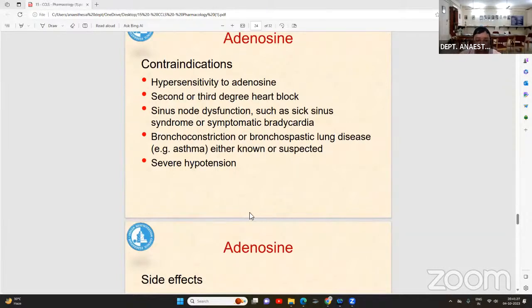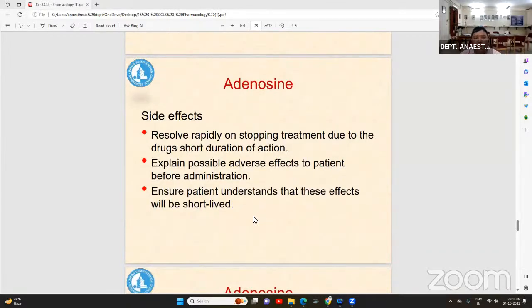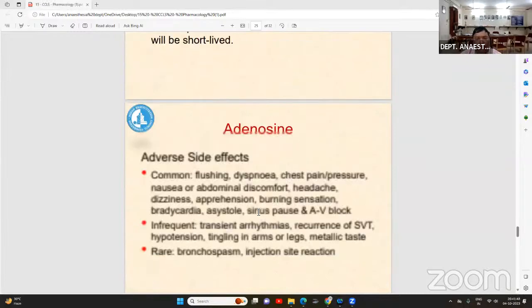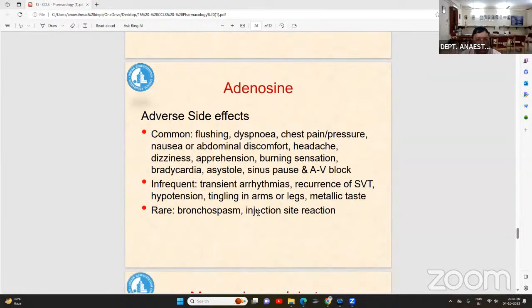Sometimes you may have side effects like flushing, which resolves rapidly due to the drug's short duration. Basically, you have hot flushes, burning chest, burning abdominal pain, so very small symptoms. Explain possible adverse effects to the patient before administration, and ensure the patient understands that these side effects will be short-lived. Common side effects are flushing, dyspnea, chest pain, dizziness and apprehension; infrequently there may be transient arrhythmias, recurrent SVTs, hypotension, tingling in the arms and legs, and a metallic taste.